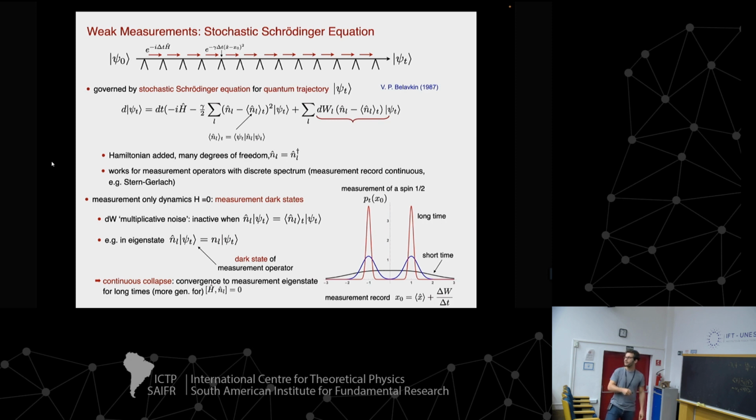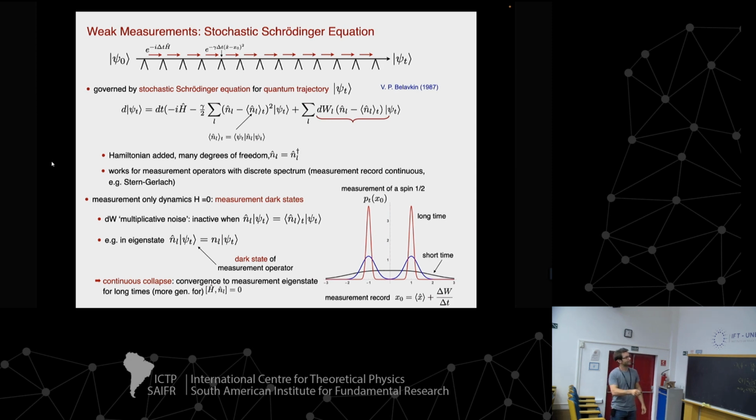And the picture that you can have in mind here is that the wave function doesn't collapse instantaneously into the eigenstate of the measurement operator, but this is at least what happens in the course of time. Exponentially quickly, the system reaches an eigenstate of the measurement operator, and that is what one can refer to as a continuous collapse of the wave function.